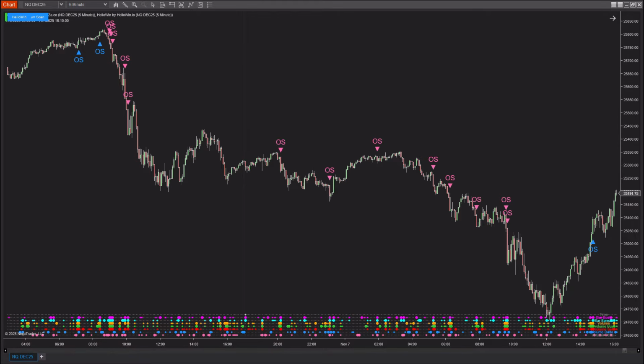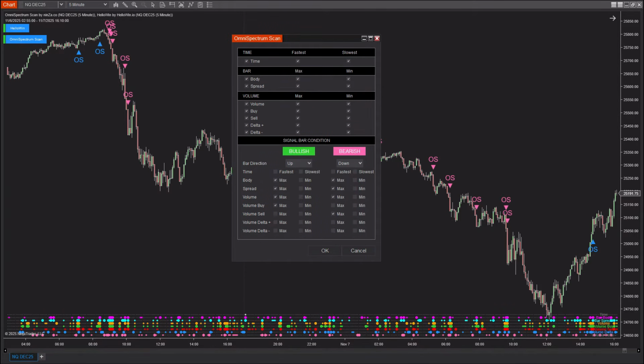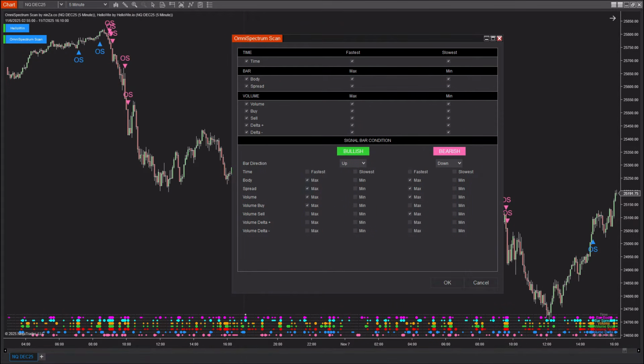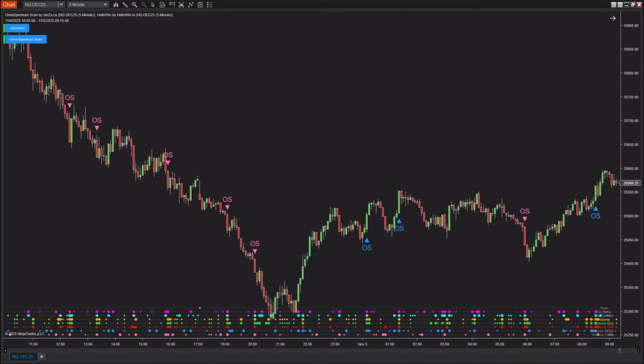With that change, a buy signal will appear only when a candle meets these three criteria: the largest body, the highest total volume, the highest buy volume. And conversely, a sell signal will appear when a candle shows the largest body, the highest total volume, and the highest sell volume. Next, we're going to start the backtesting process using HelloWin.